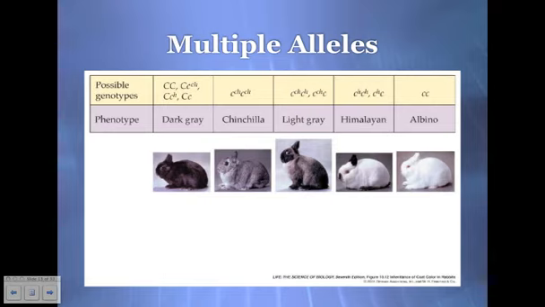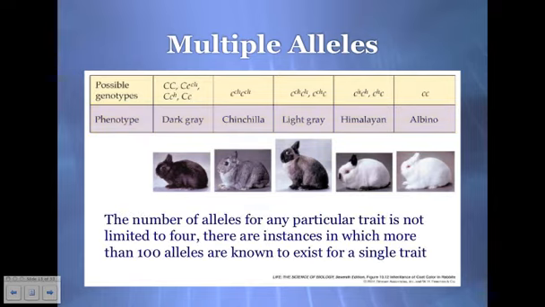That tells us that there are 4 different alleles here, multiple alleles, and the combinations result in 5 different phenotypes, ranging from dark gray to albino. Well, the number of alleles is not limited to 4 because there are instances in which there are more than 100 alleles existing for a single trait.